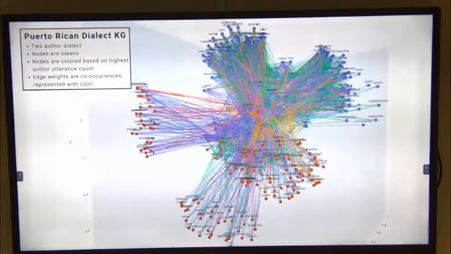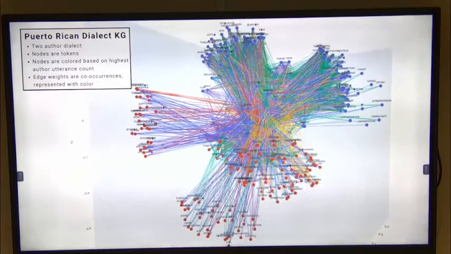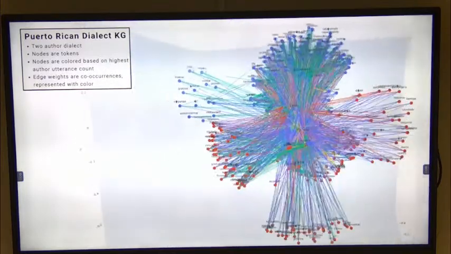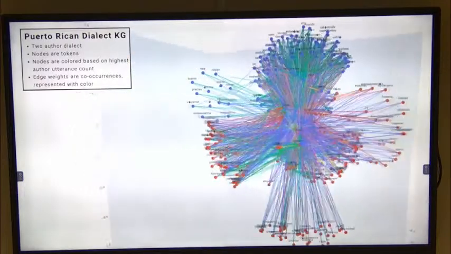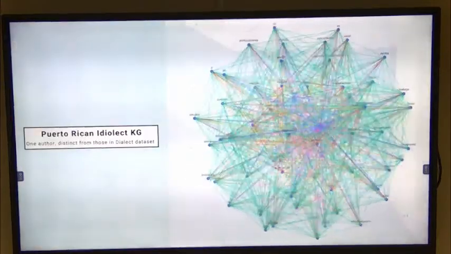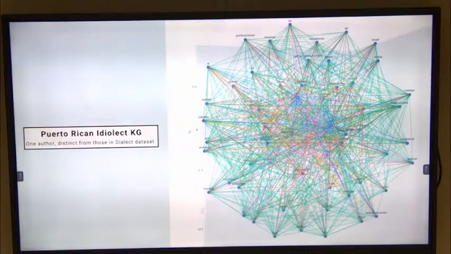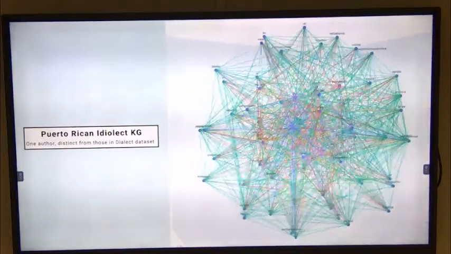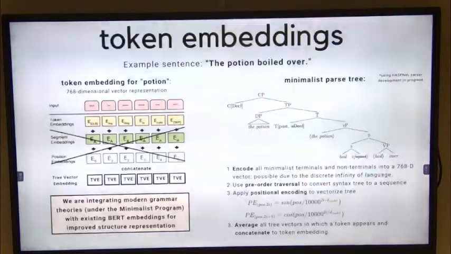And yeah. Also, the color of the tokens in this case would be the author that spoke that token the most. And then this is the idiolect model, so this would be the email of my professor. Yeah, it's kind of cool. And then each of the nodes have their own embeddings.